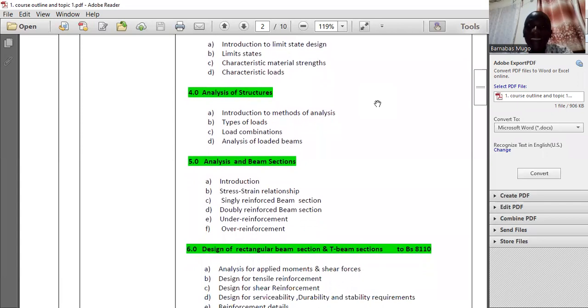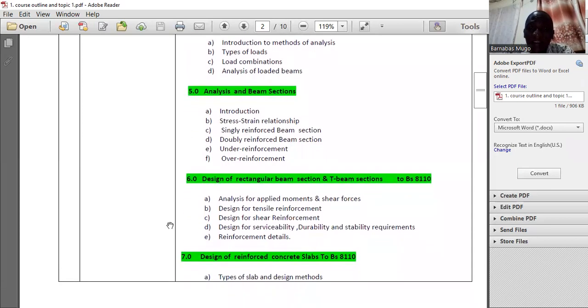Then we are also going to look at the analysis of the structure. That is, we are going to see the combination of the loads, the types of load that are in the structure, the live load, the dead load. We are also going to look at the analysis of a loaded beam, then the analysis of the beam section. We are going to look at how you can analyze the beam.